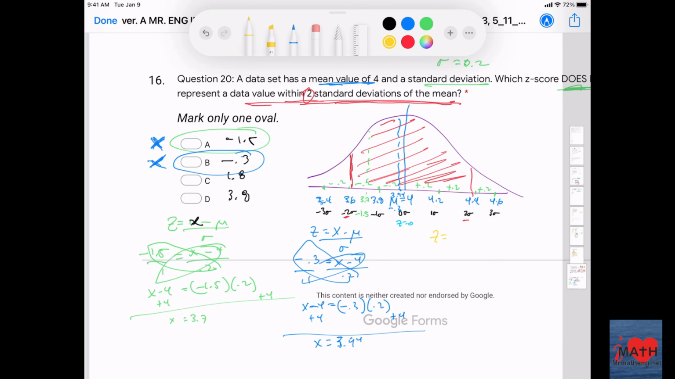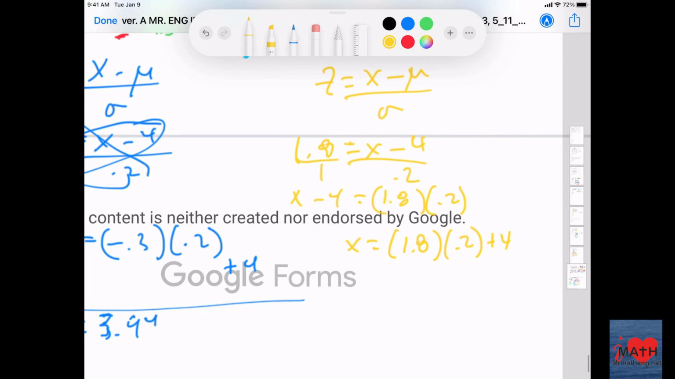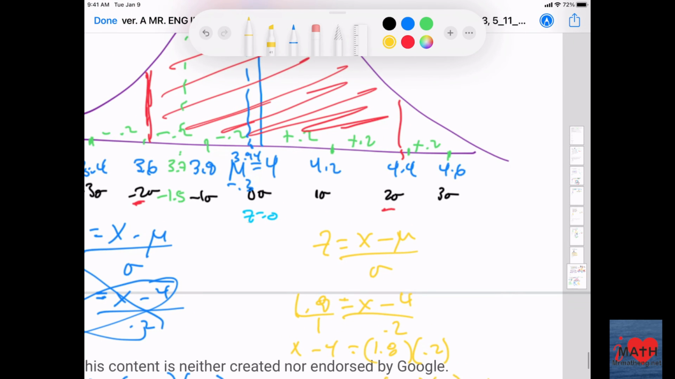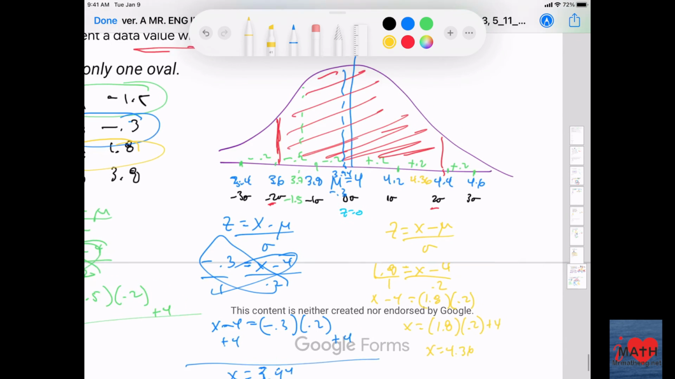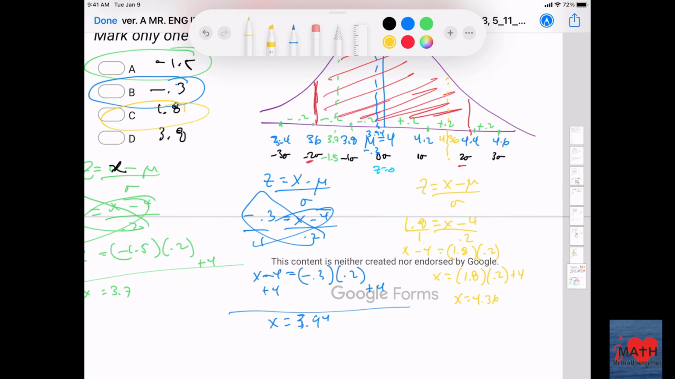1.8. So a z-score of 1.8, x minus 4 over 0.2, you'll get x over 1, and then cross multiply: x minus 4 equals 1.8 times 0.2. Going faster because you already know how to do that, hopefully I've shown you how. So PEMDAS: 1.8, multiply, then add. This gives me 4.36. Again, this should make sense. 4.36 is like right here, right? And it has a z-score of 1.8. Can you see that?